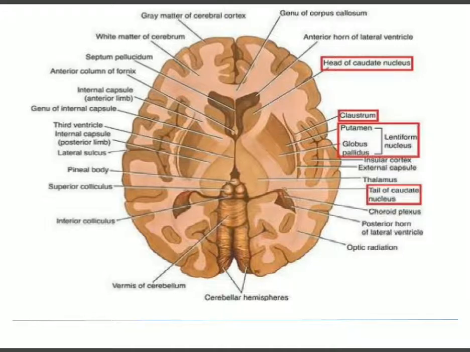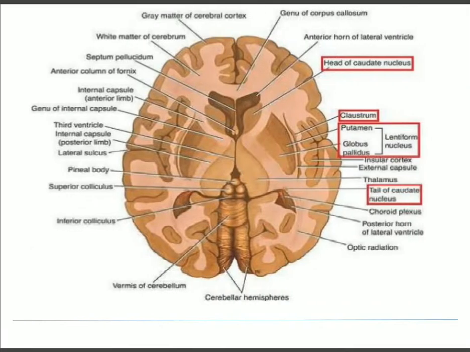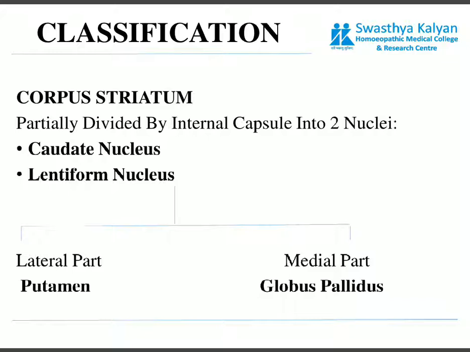In the figure here, all the red boxes are showing the various types of gray matter masses that together form the basal nuclei. So the classification, or the parts of the basal nuclei: it is classified into three main types, that is the corpus striatum, the amygdaloid body, and the claustrum.